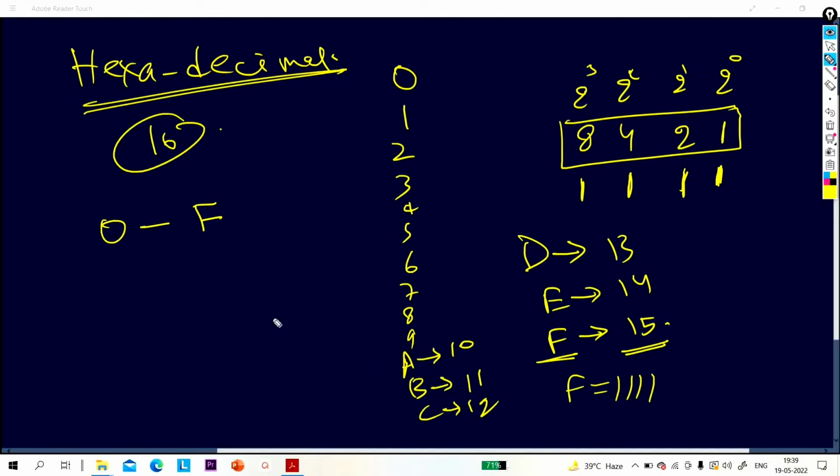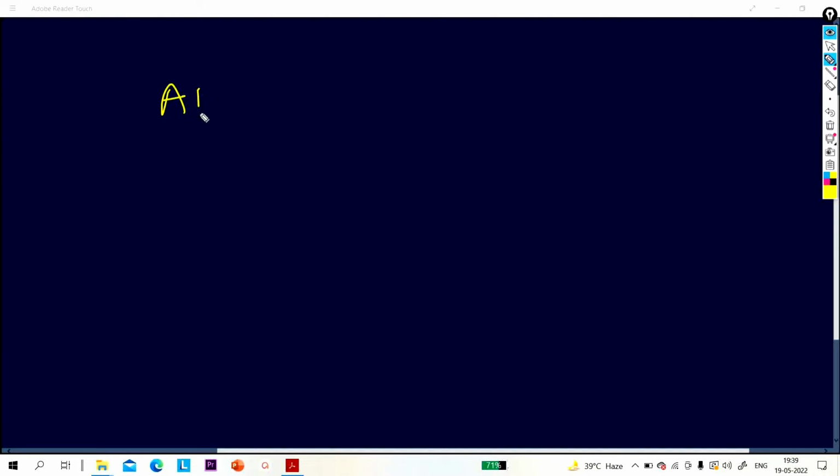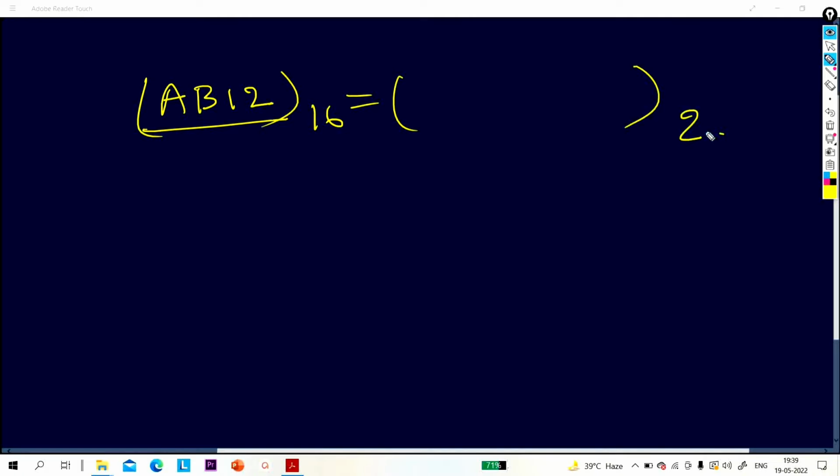What will be the binary of A? A means 10, right? How will I write 10? 8 plus 2, and the rest will be 0. So the binary of the A character will be 1010, right? So this is how you will convert a hexadecimal value to binary. So suppose I have a hexadecimal value, suppose A, B, 1, 2. Okay, so this is my hexadecimal value, right? How will you convert this hexadecimal value to binary? I am giving you 2 minutes. You can pause this video and calculate the binary by yourself, right? Here I am going to calculate.